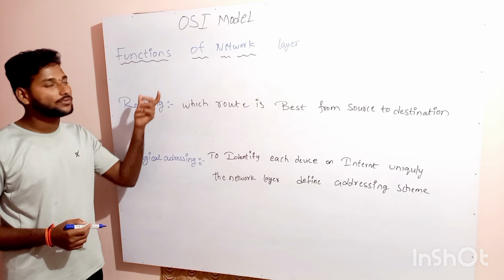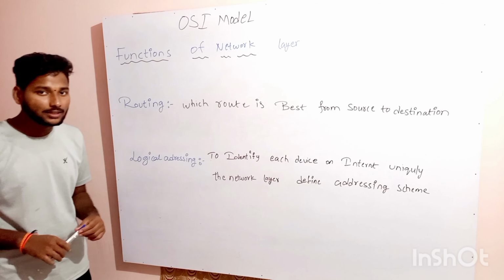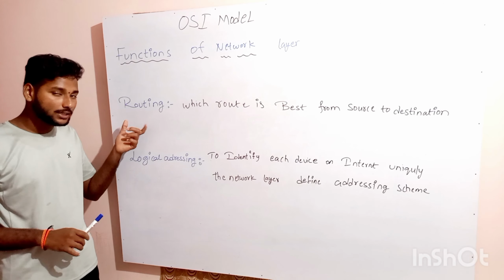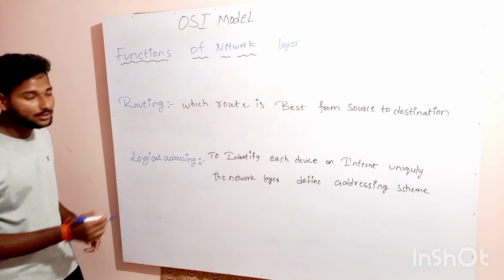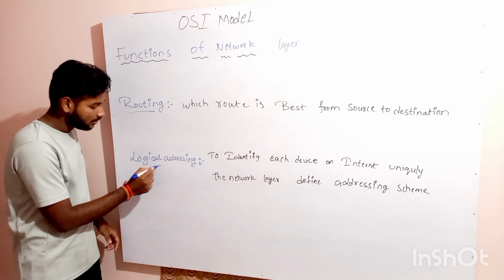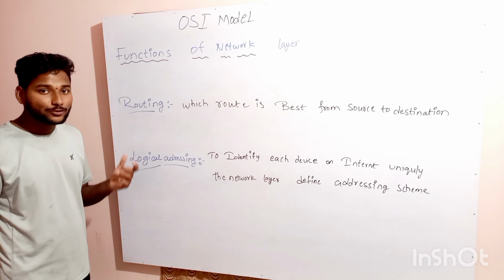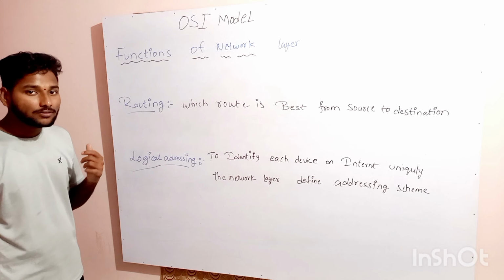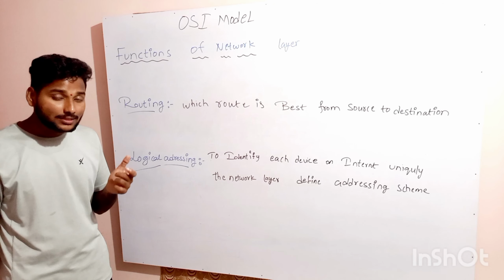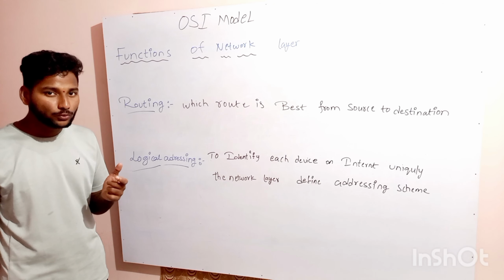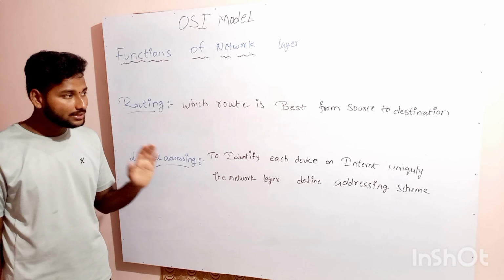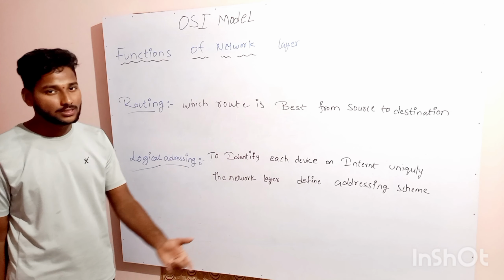Let us see the functionalities of the network layer. The first one is routing and the second one is logical addressing. What does the network layer do in the OSI model? The network layer suggests the best route to travel for the data from source to destination.